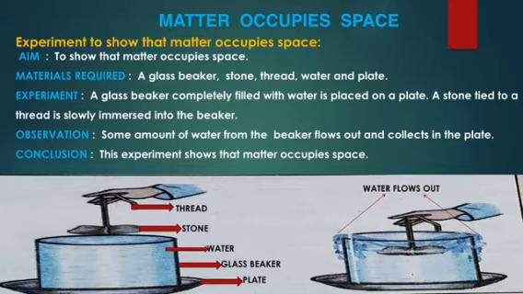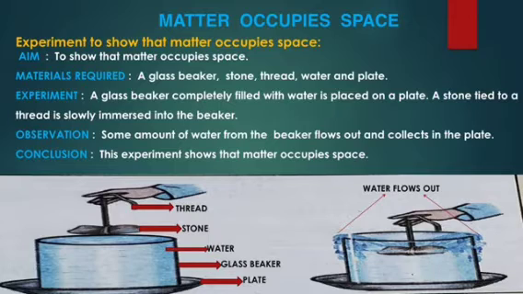Materials required: a glass beaker, stone, thread, water and a plate. Now how to do the experiment? A glass beaker completely filled with water is placed on a plate. So take a glass beaker and fill it with water and keep it on a plate. You can see in the first picture. A stone tied to a thread is slowly immersed into the beaker. So now take a stone, tie it to a thread and immerse it into the beaker filled with water.